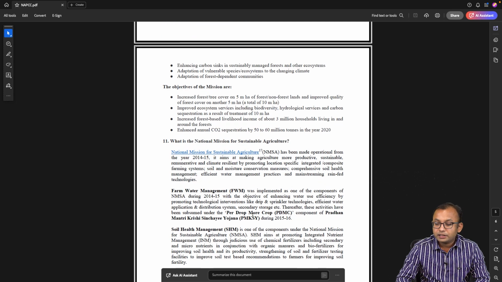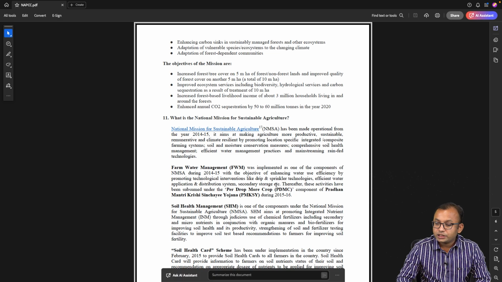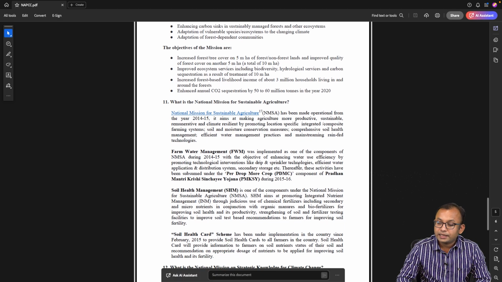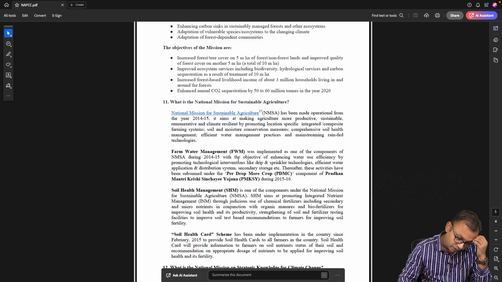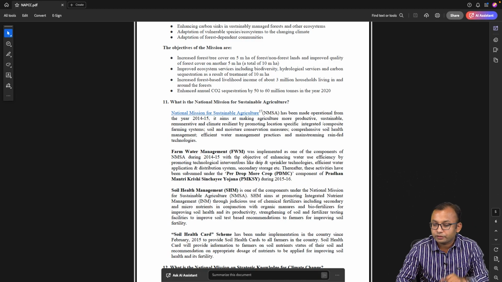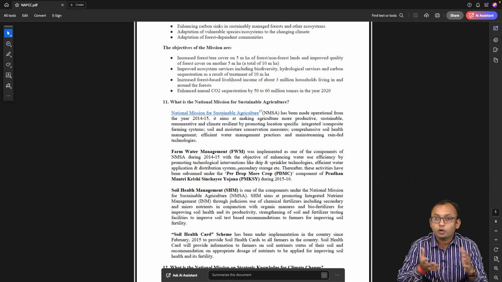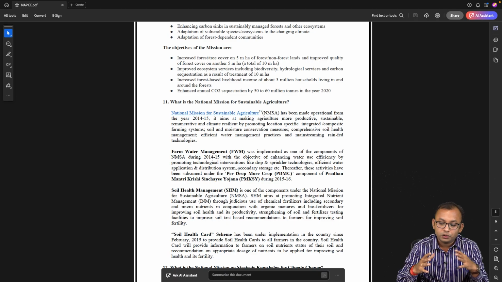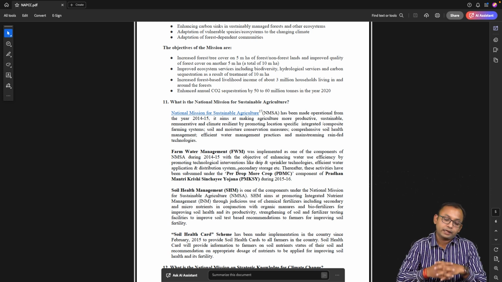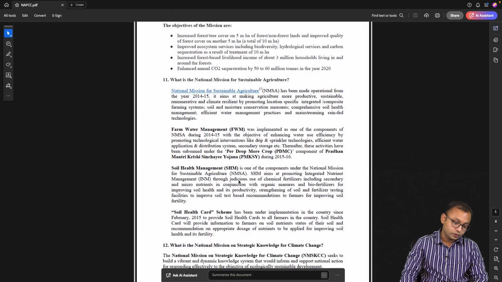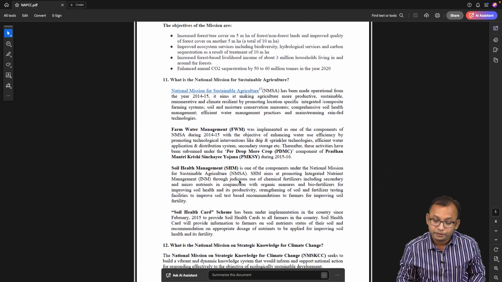So, farm water management was implemented as one of the components of this mission, whose objective is to enhance water use efficiency by promoting technological interventions like drip and sprinkler technologies, so that we can have lesser loss of water and a more productive environment, which means per drop more crop. This is the message we are trying to give to local farmers, so that they can comply and we can save as much water as possible.